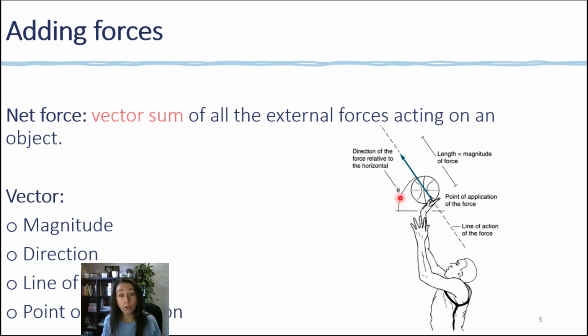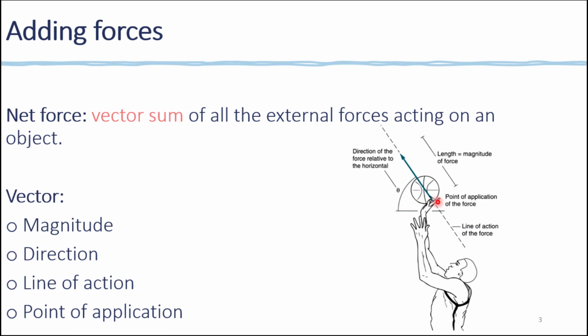Now, a force vector also has a point of application. So that's where the force is acting on the object. So in this case, the tail of the force vector touches the basketball player's hand, and that's where the point of application of the force is.